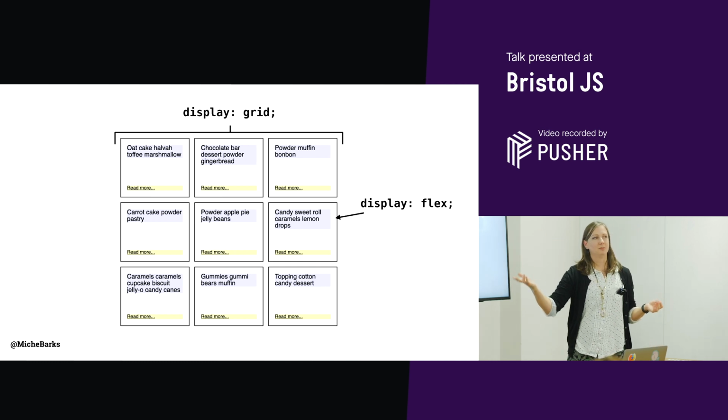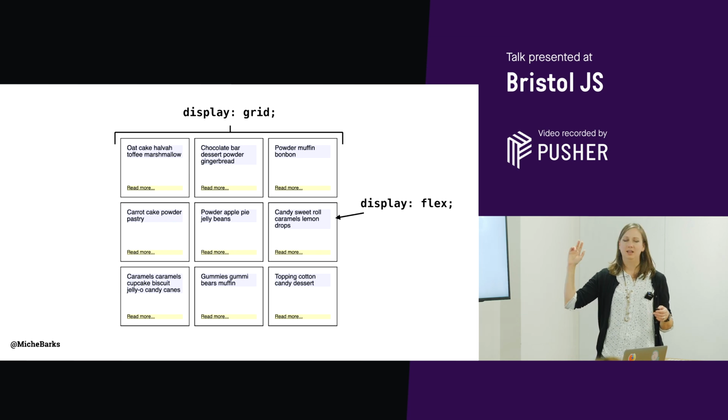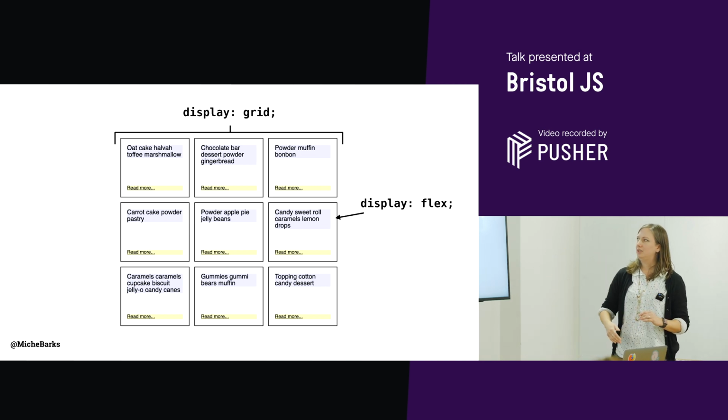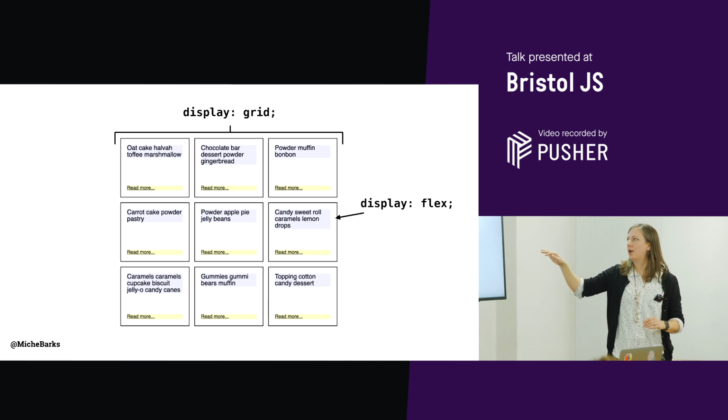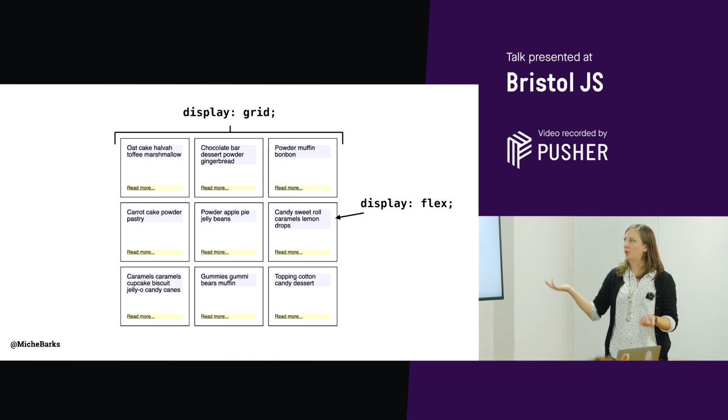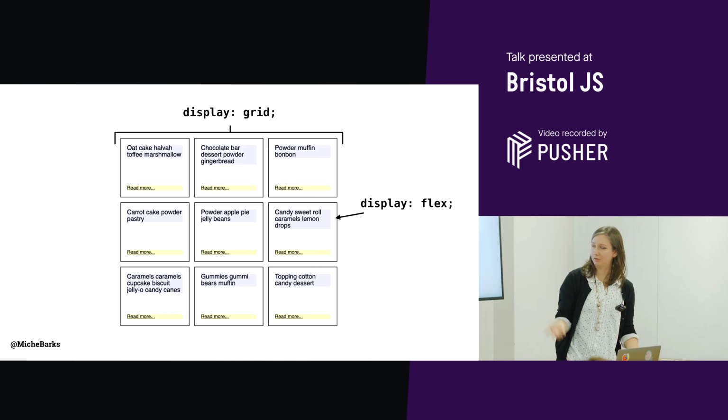So we'd make each item a flex item with a flex direction of column, and we could either use justify content with a value of space between, or we could use a top margin of auto on our links there to push them right down to the bottom of the grid cell, or the grid item.